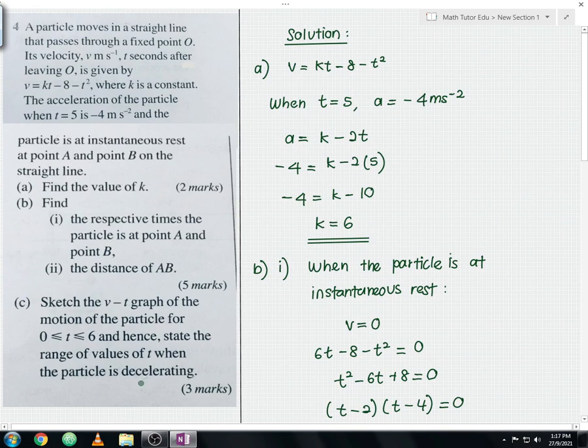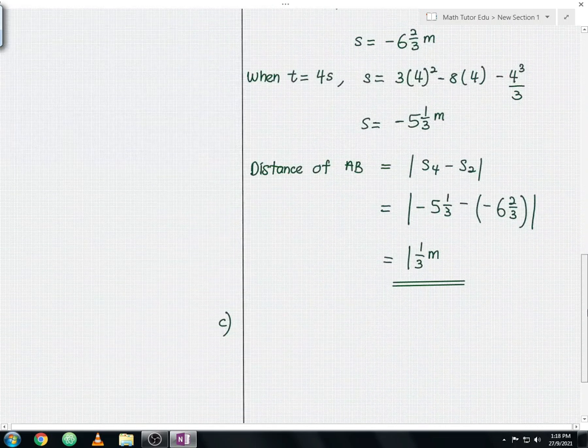Okay, so from here what we need to do is we need to come up with a table consisting of time and velocity, and we need to substitute all the values according to this range into the velocity equation. And once we come up with all the information, we should be able to sketch the velocity time graph. So this is the idea of this question part C, guys. Okay, so from here let us begin our discussion.